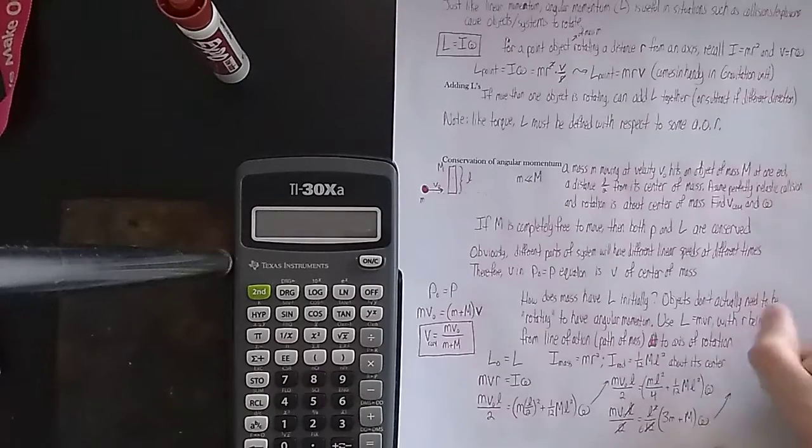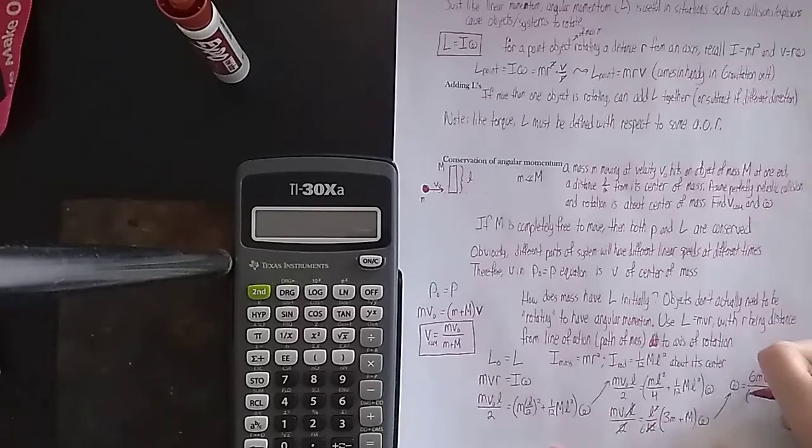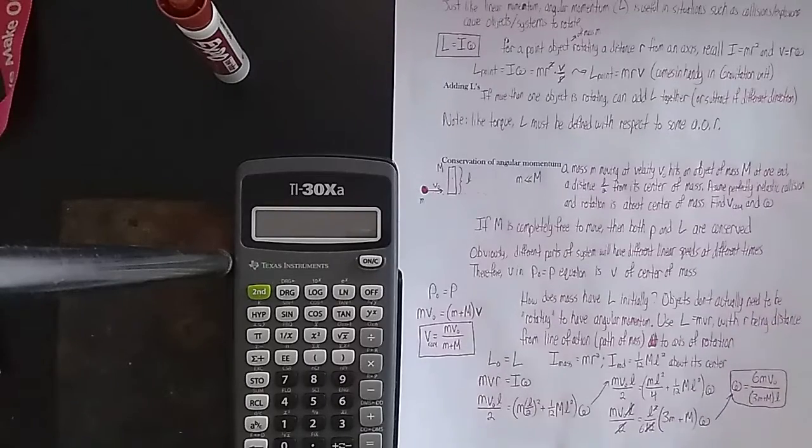Rearranging algebraically, I get omega equals 6m v naught over 3 little m plus big M times L. Very messy algebraically, but not that hard to get to if you follow the rules for algebra. So we've seen that we can use conservation of linear momentum to find a linear speed. We can also use conservation of angular momentum to find an angular speed.